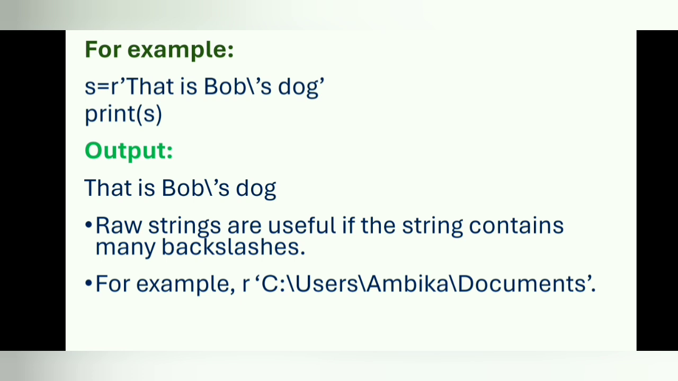For instance, the strings used for paths like r, C, colon, slash users, slash Ambika, slash documents, or regular expressions. If the letter R appears just before the beginning of the code of a string, Python turns off the escape mechanism. The result is that Python retains our backslashes literally, exactly as we type them. It is very useful to specify file path names or regular expressions.